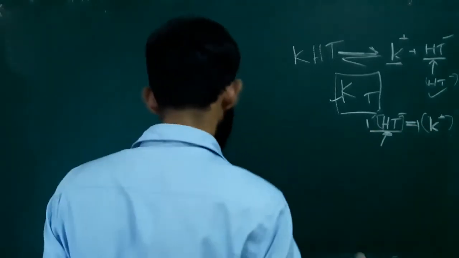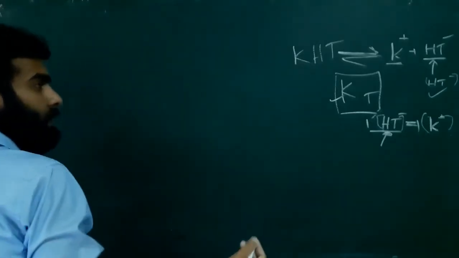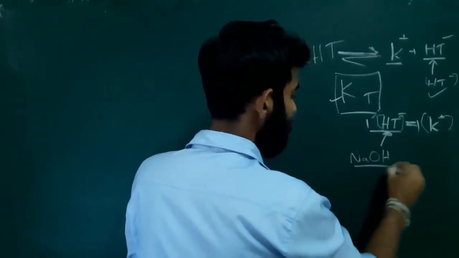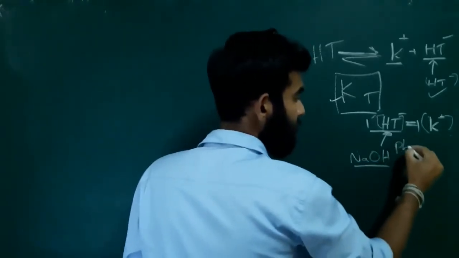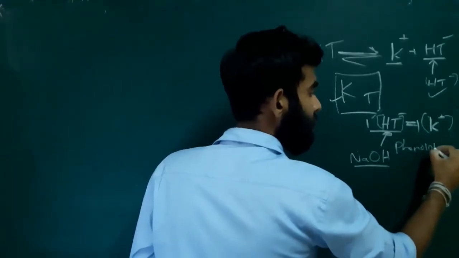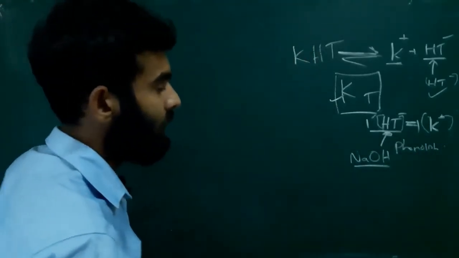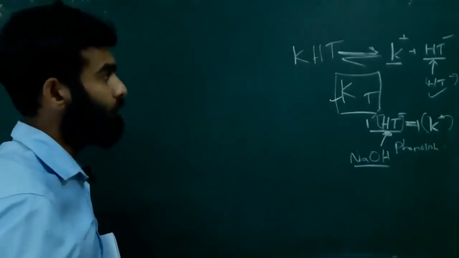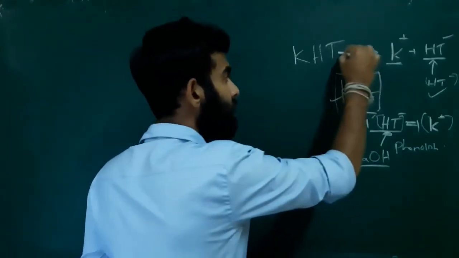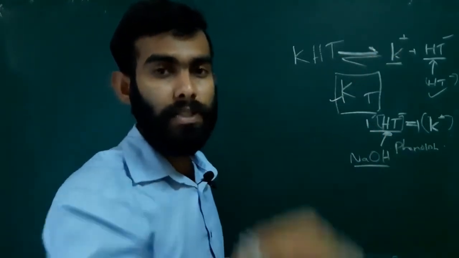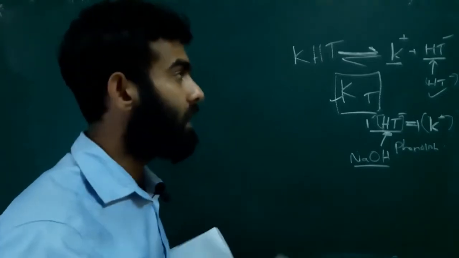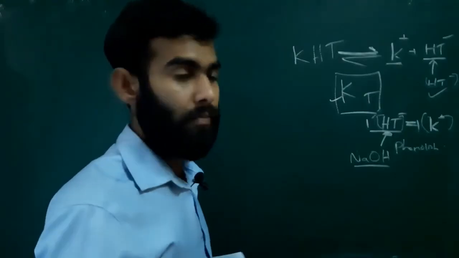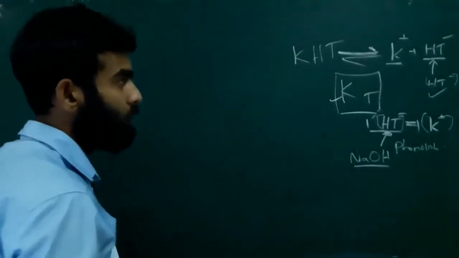How? To do that, we are doing a titration with sodium hydroxide using phenolphthalein. However, because this is a weak acid with partial dissociation, we can't directly measure the concentration. We have to do a series of experiments or steps to achieve the concentration.